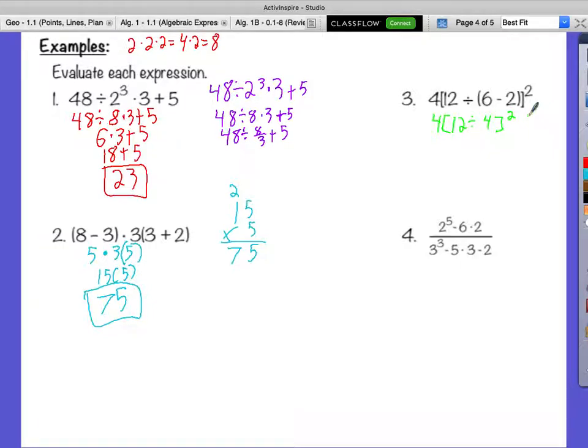Okay. Hannah, what would be next? 12 divided by 4, right? Because we still have more grouping symbols. Okay. Now we have 4 times 3, which is being raised to the second power. Danny, what will come next?